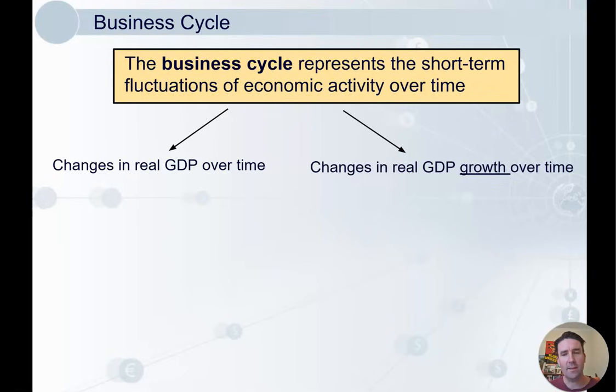Now, annoyingly, there are two types that we look at here. We look at one that looks at the changes in real GDP over time, so how that tracks as it goes up, it goes down. And there's another business cycle which looks at the changes in real GDP growth over time. So whether it's growing, or how fast it's growing, how slow it's growing, etc.